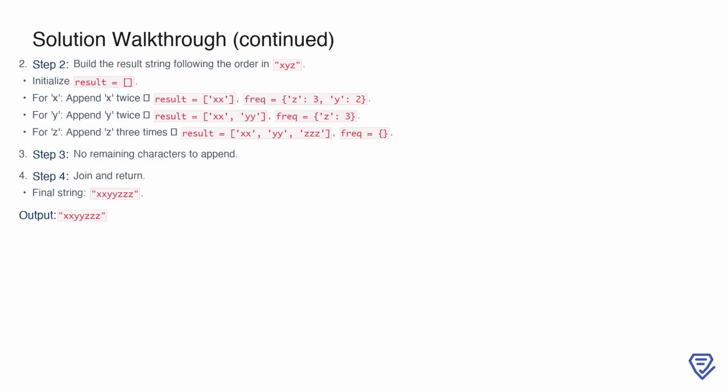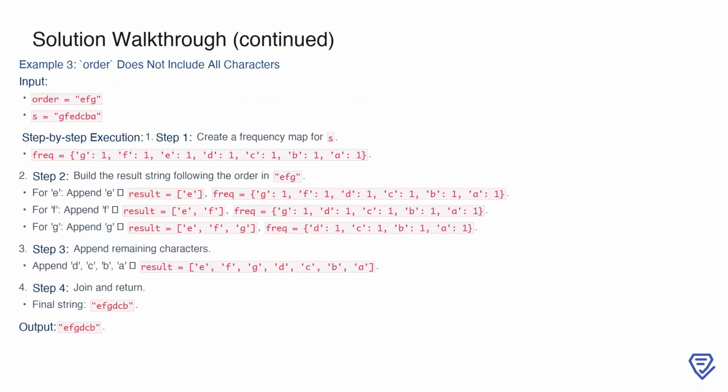Since there are no remaining characters outside of the custom order, we proceed to join these parts together. The final string is XXYYZZZ. This example demonstrates how all characters in S that are part of order are incorporated in the correct sequence, while characters not in order do not require additional handling here since the frequency map is already empty.